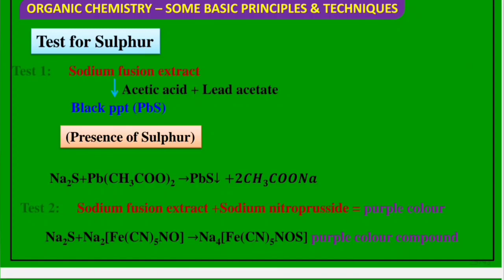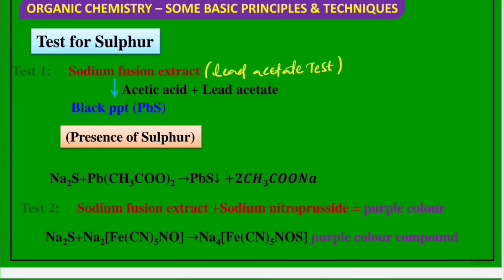The next one is detection of sulfur. Sulfur is detected by using two tests: the lead acetate test and the sodium nitroprusside test.